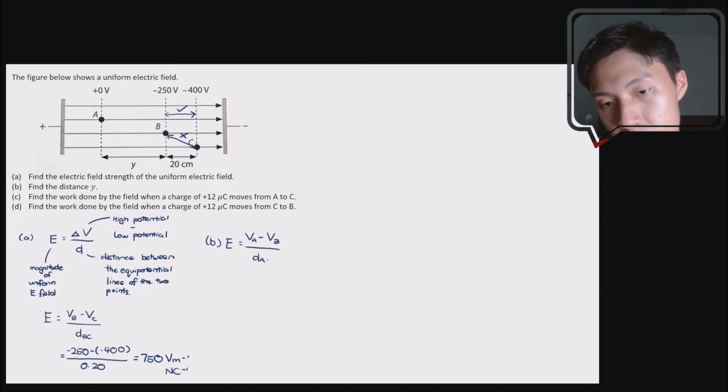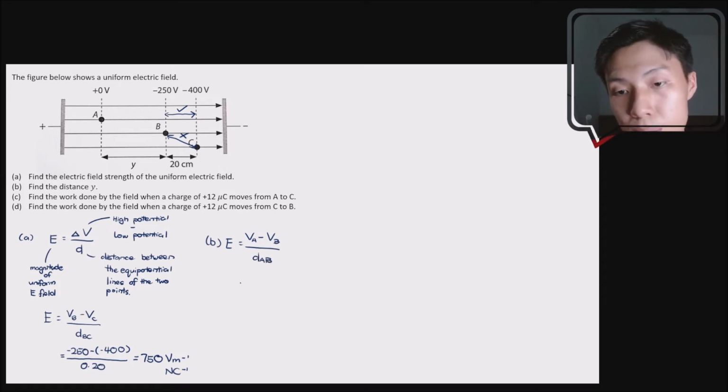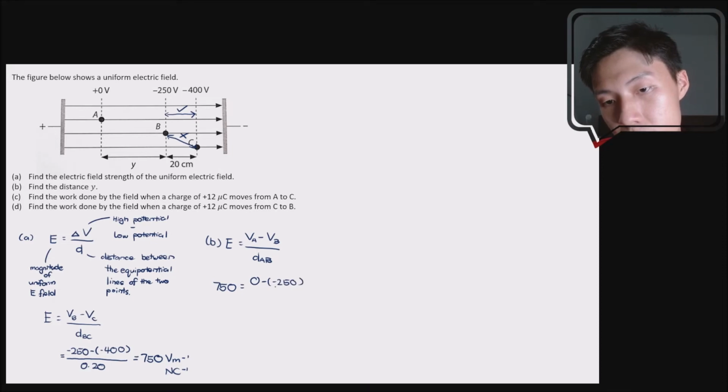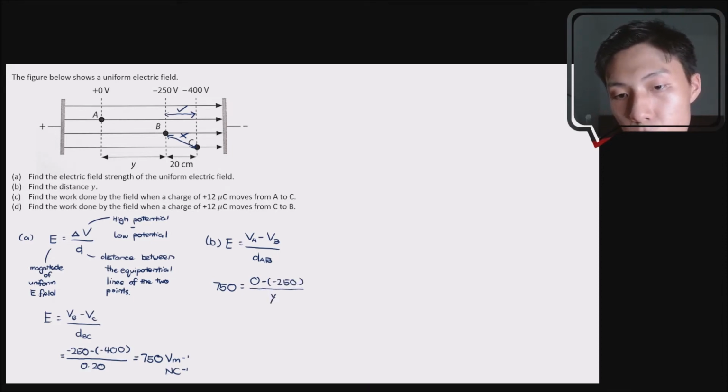A and B. Okay, distance between equipotential line of A and B. So this one, you know the electric field strength will be 750. It's the same. Then VA minus VB, you take 0 minus negative 250. And the distance between A and B, the distance between the two equipotential lines, you call it Y.